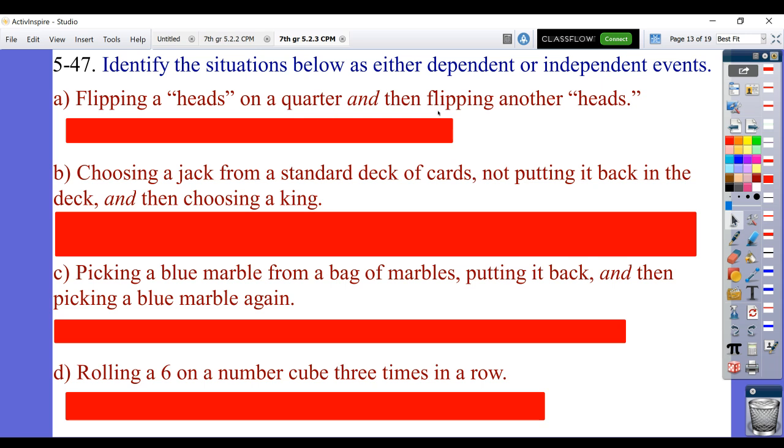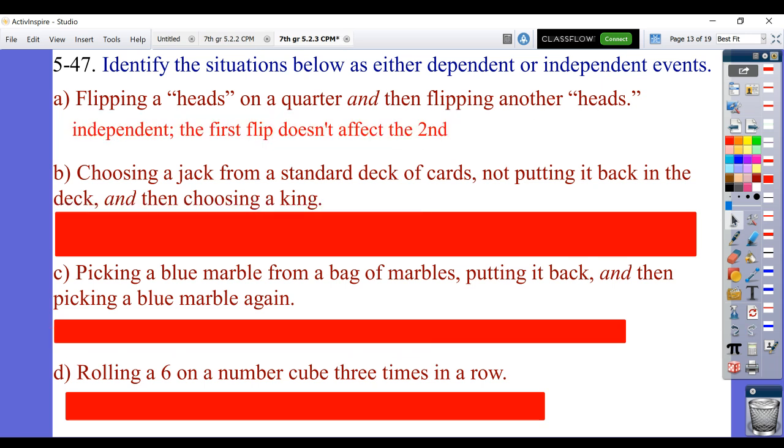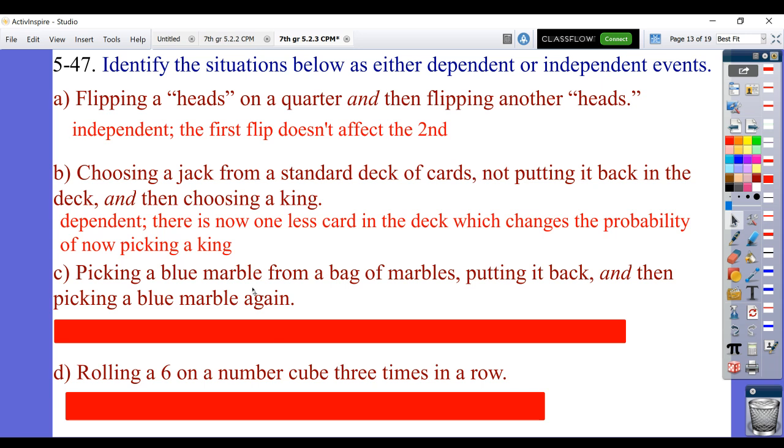So flipping heads on a quarter and then flipping another heads is independent because flipping a coin and then flipping it again, the second flip does not depend on the first. Choosing a jack from a standard deck of cards, not putting it back in the deck, and then choosing a king. That is dependent because there's now one less card in the deck, which changes the probability of picking a king. Again, the key wording here is you didn't put that first card back in the deck. So now you've altered the deck. There's 51 cards in it, and there's one less jack.